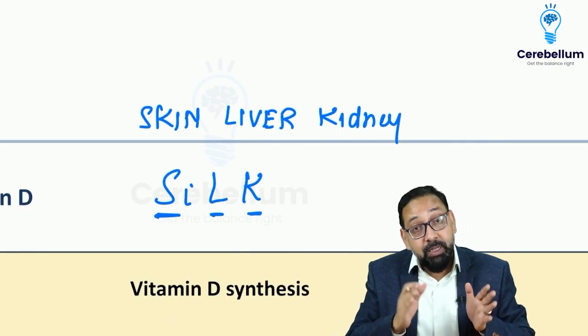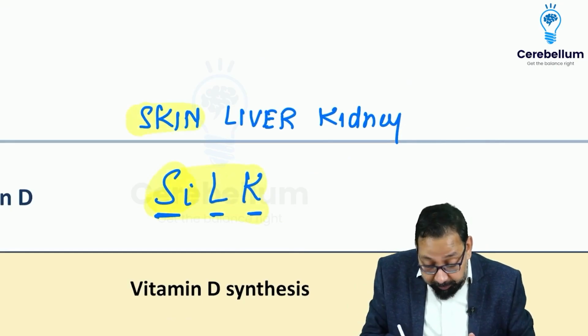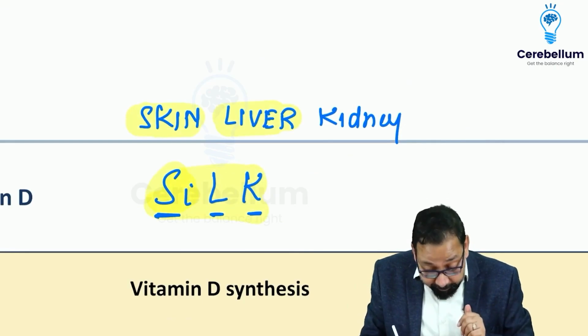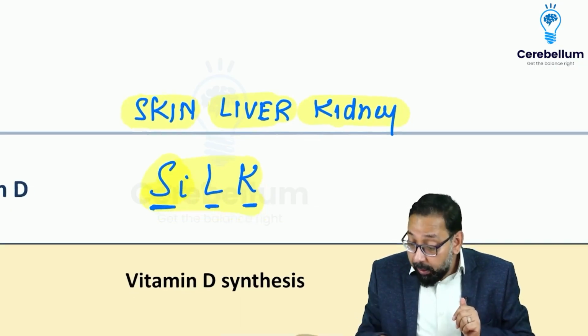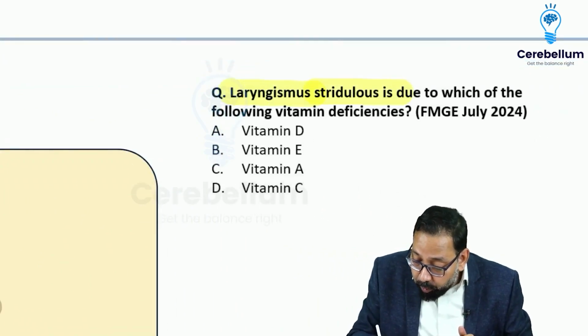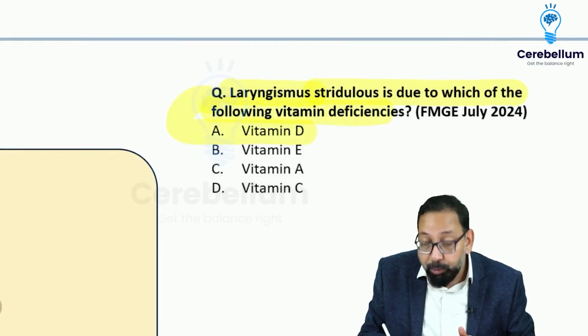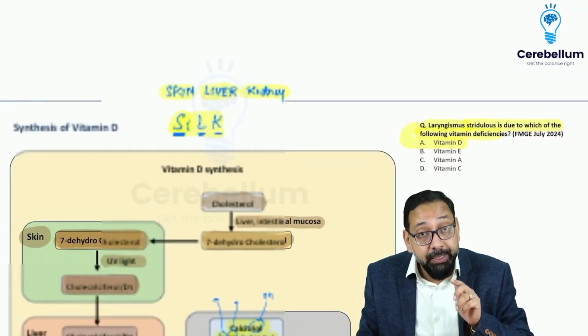What is the sequence? Mnemonic is SILK. As for skin, first occurs in skin, then liver, then kidney. A recently asked question: laryngismus stridulus is due to deficiency of vitamin D. Laryngospasm is due to vitamin D deficiency.